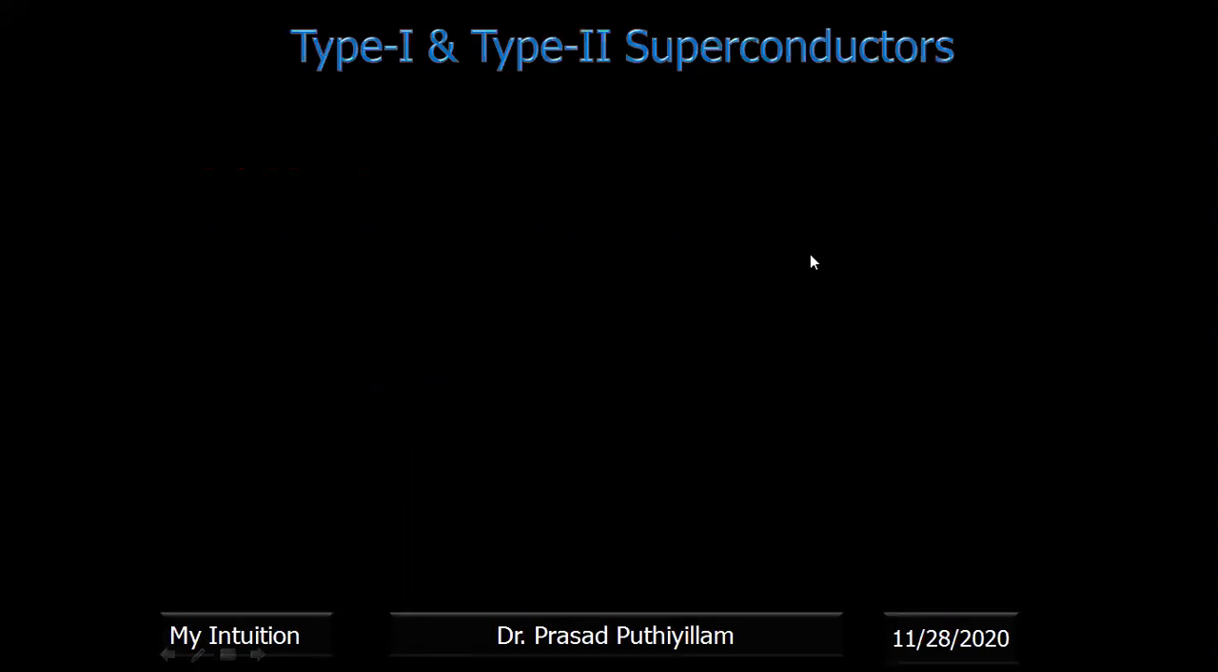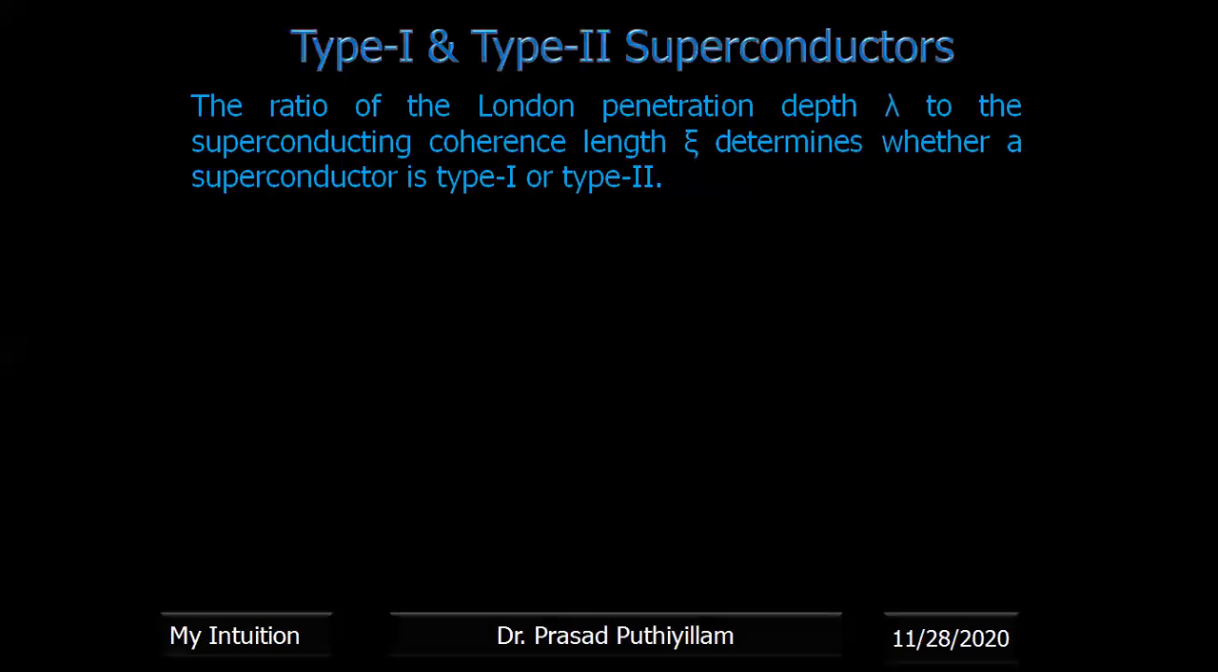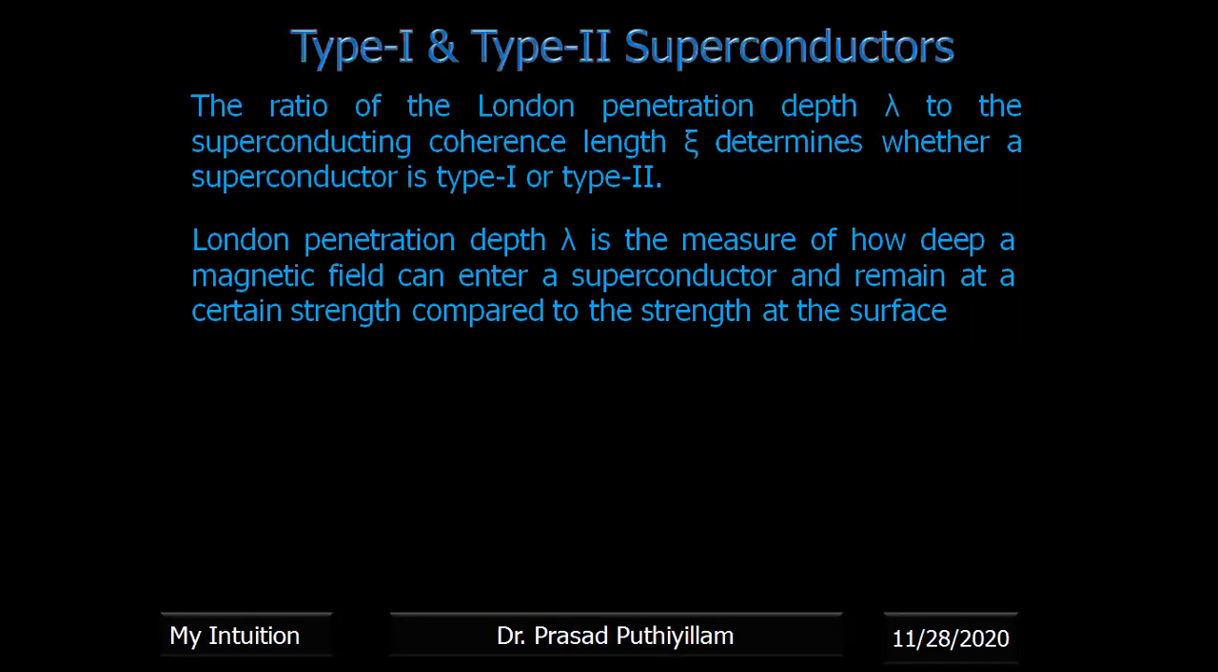So, type 1 and type 2 superconductors. To explain what type 1 and type 2 superconductors are, we need two lengths, known as the London penetration depth and the coherence length. Coherence length we call psi, which determines whether the superconductor is type 1 or type 2. London penetration depth lambda is a measure of how deep a magnetic field can enter a superconductor and remain at a certain strength compared to the strength at its surface.